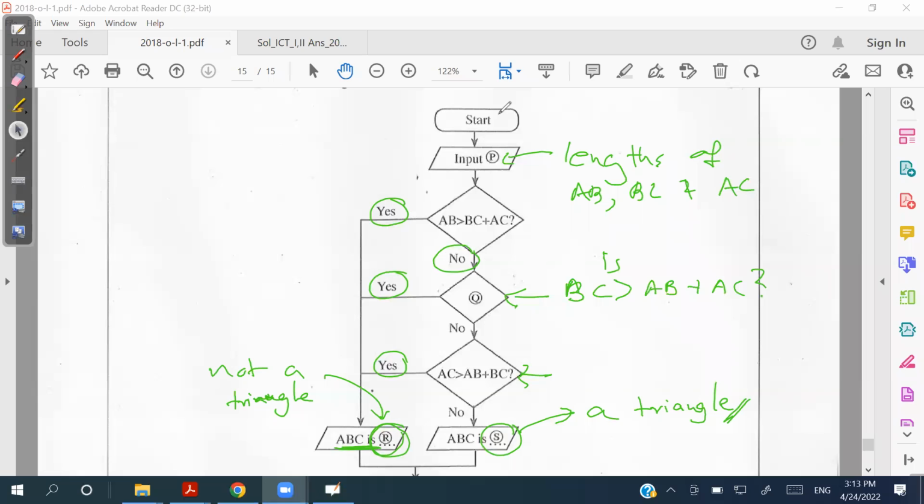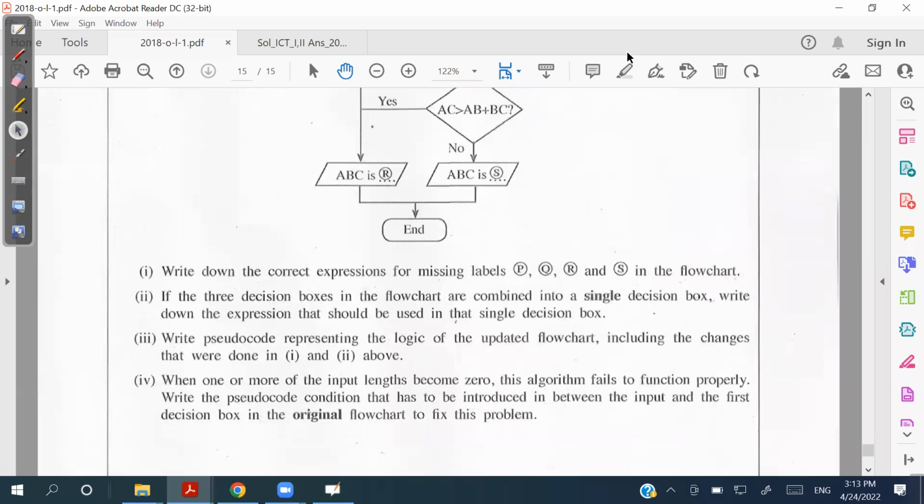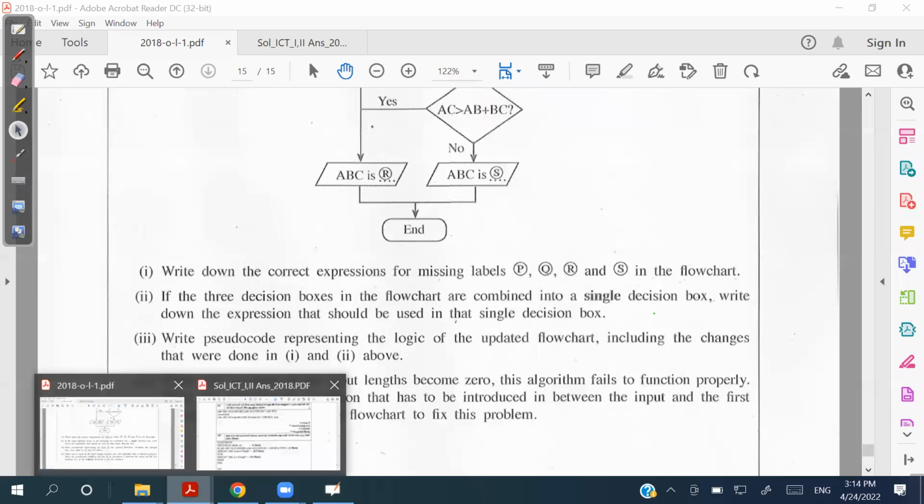Okay. So moving to the second question. So the second part is asking, if 3 decision boxes in the flowchart are combined into a single decision box, write down the expressions that should be used in that single decision box. I'll go with the marking scheme.